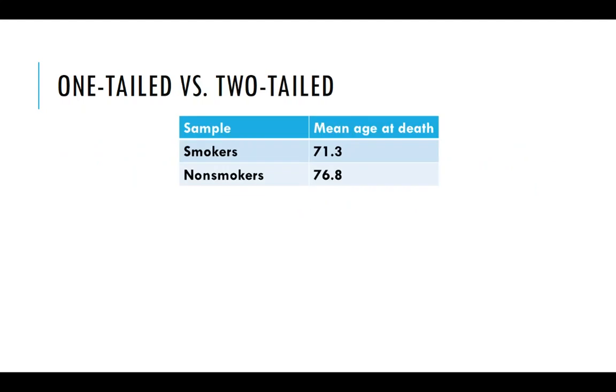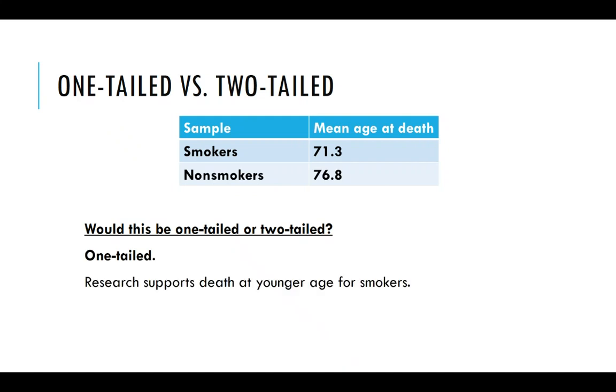So back to our smokers and our non-smokers. Would this be a one-tailed or a two-tailed test? Well, everyone agree it's going to be a one-tailed test. And the reason is that research seems to support that death is at a younger age for smokers. And again, we're not saying for every single smoker, we're saying mean, if I take a large sample and calculate the mean. In other words, we think non-smokers on average live longer. So, seems like that would be reasonable to run as a one-tailed test.